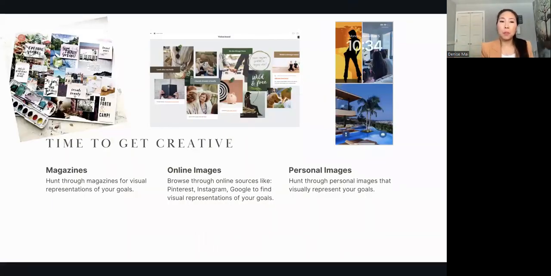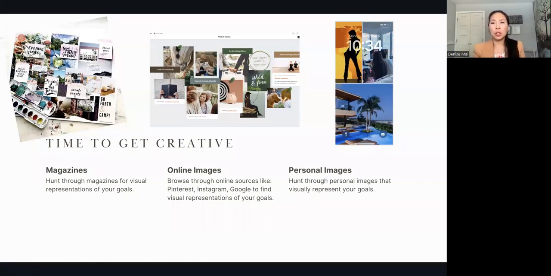So it's time to get creative. How can you create a vision board? You can go through magazines. One of my very first vision boards was going through a magazine, cutting out things that really resonated with me, that I really wanted to create and shape for my future, right? So hunt through magazines for your visual representations of your goals.